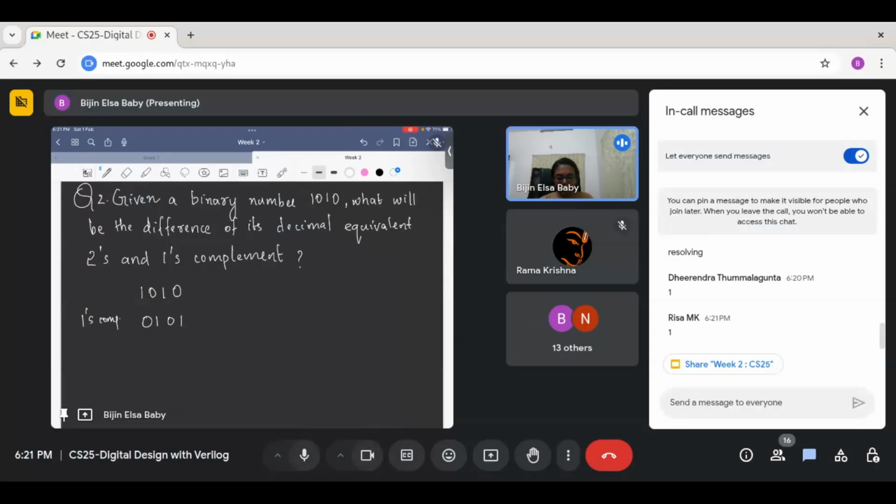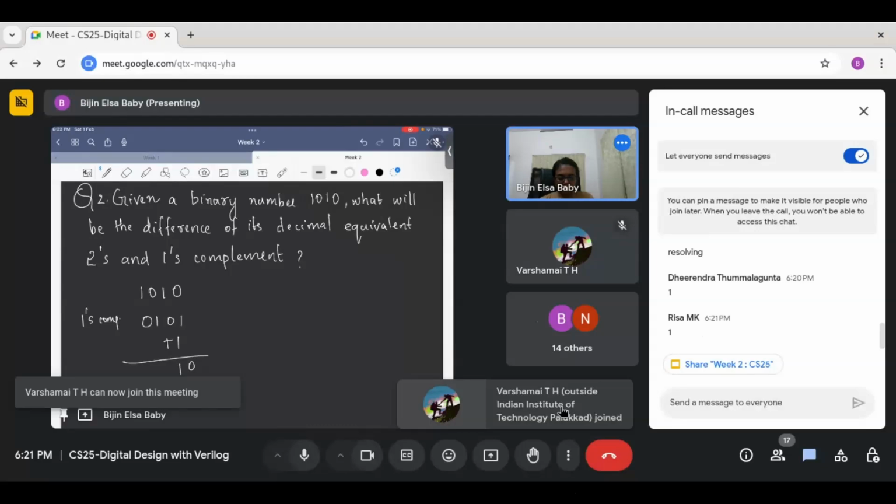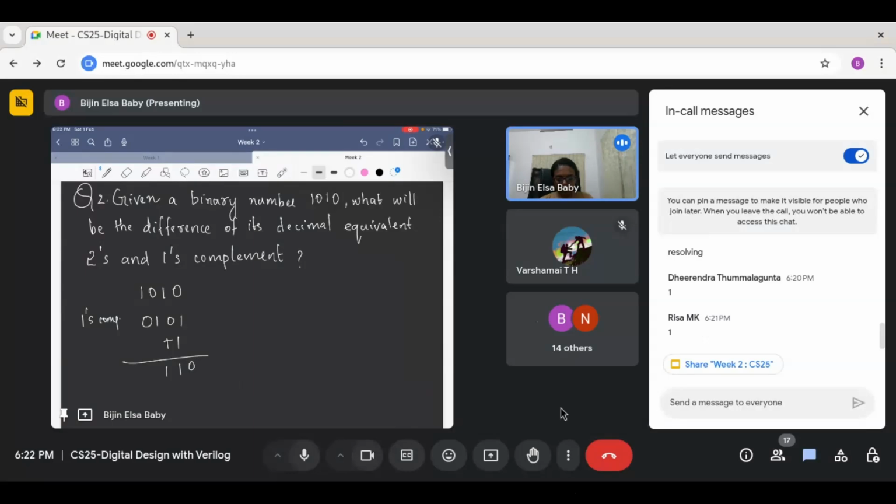For finding out the 2's complement, you have to add 1. Zero, carry 1. Then 1 0. This is the 2's complement. So instead of adding 1, there is an easy, alternate way to find the 2's complement.